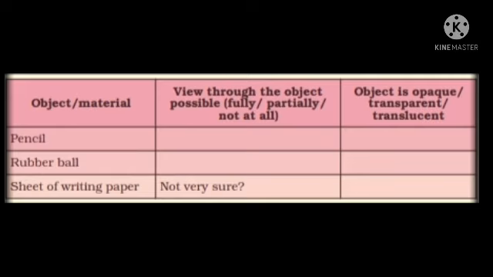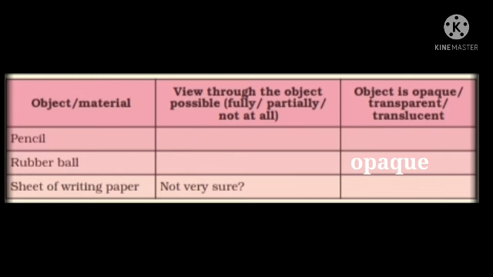Okay, let's begin. First object is pencil. Is the pencil viewed fully, partially or not at all? Not at all. Then it is an opaque object. Second, rubber ball. Is it viewed fully, partially or not at all? It is also not at all. It is an opaque object.